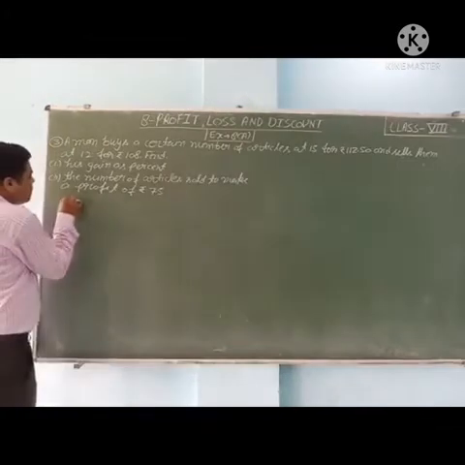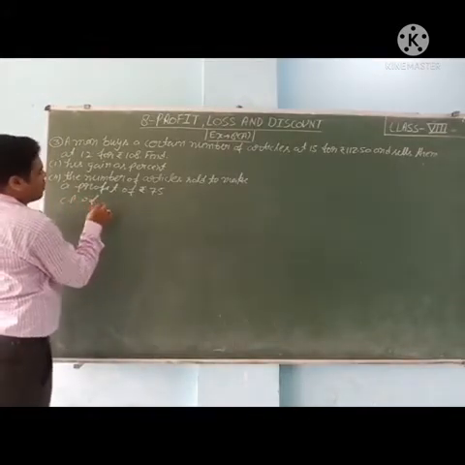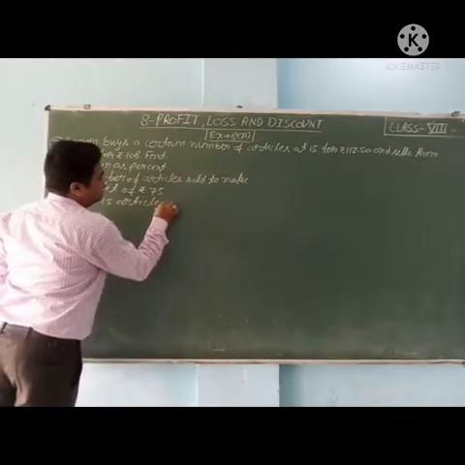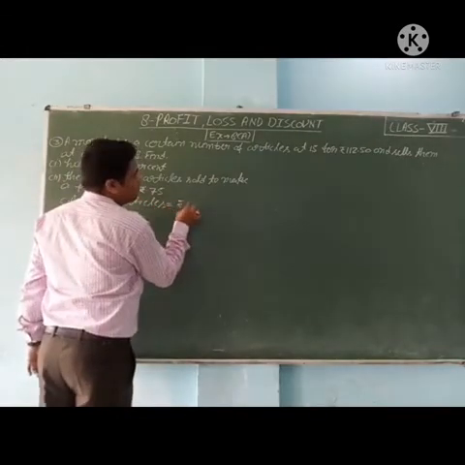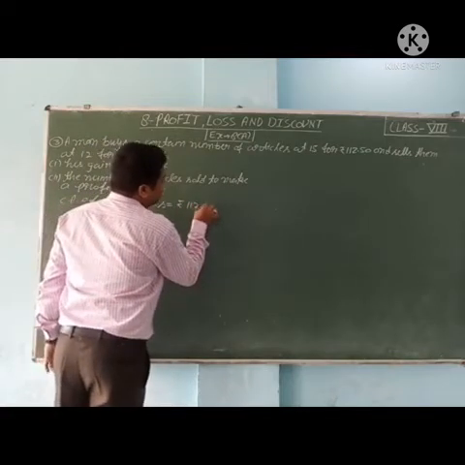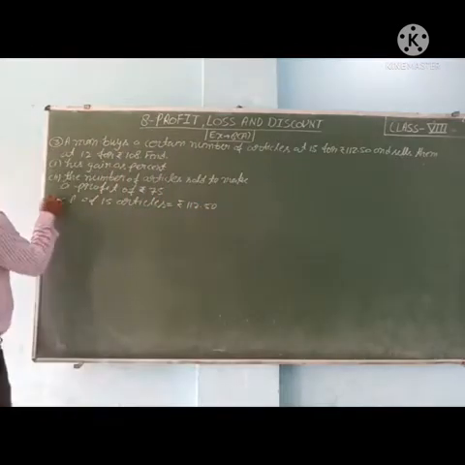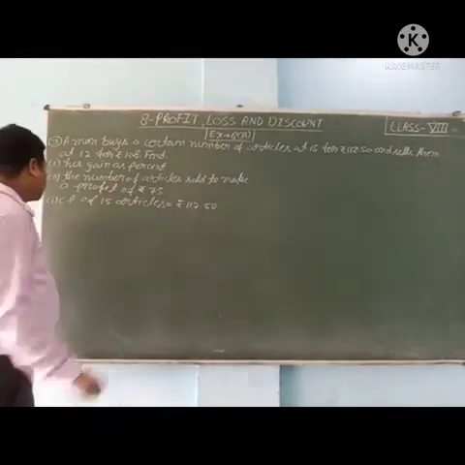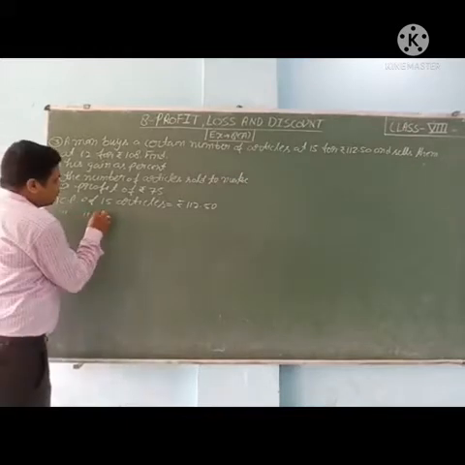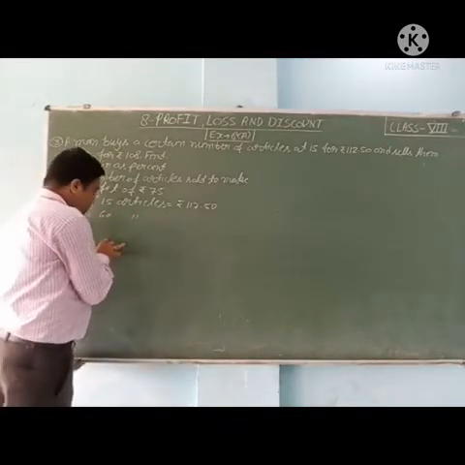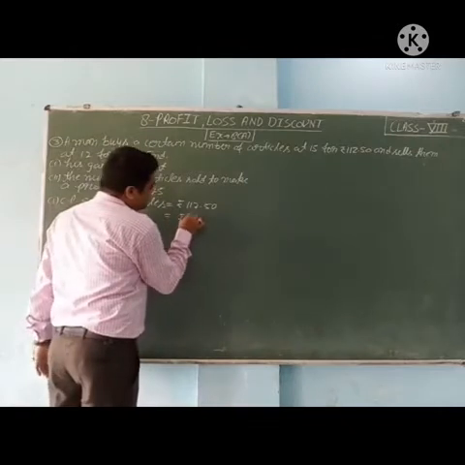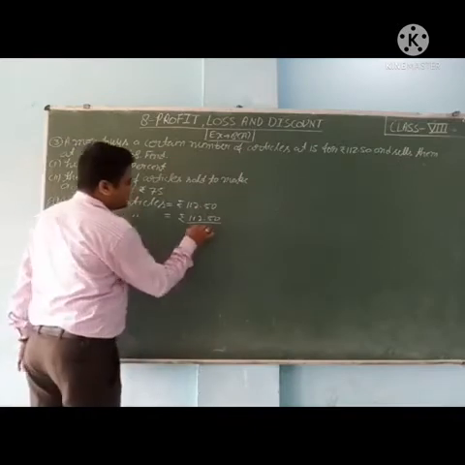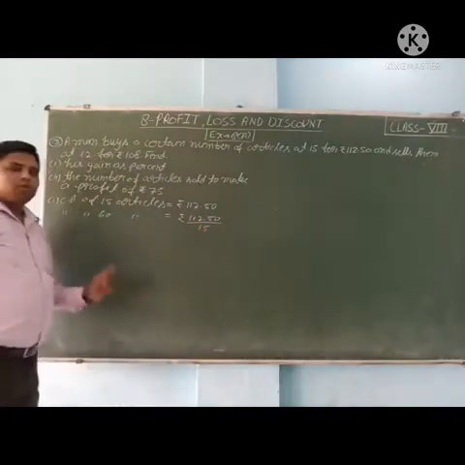So CP of 15 articles is equal to rupees 112.50. This solution is for the first part. CP of 15 articles is equal to rupees 112.50. So CP of 60 articles is equal to rupees 112.50 upon 15, because it is the CP of 1 article.